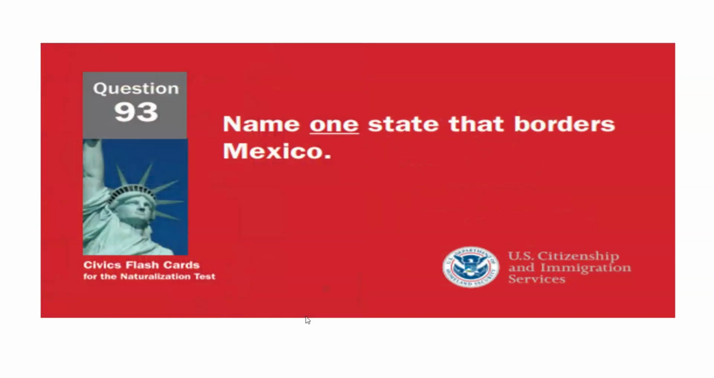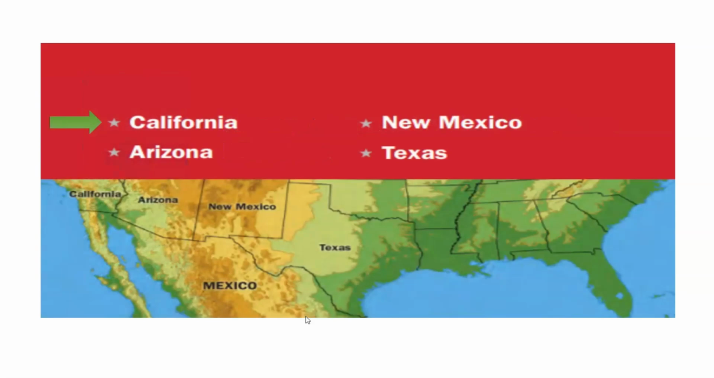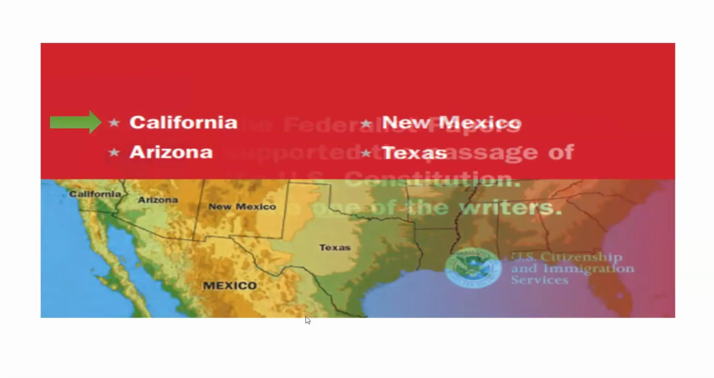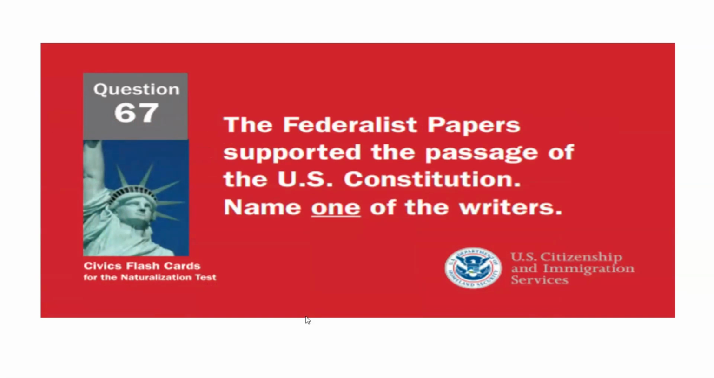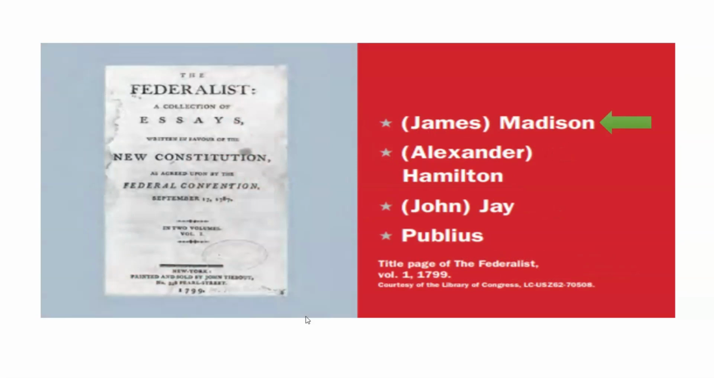Name one state that borders Mexico. California. The Federalist Papers supported the passage of the U.S. Constitution. Name one of the writers. James Madison.